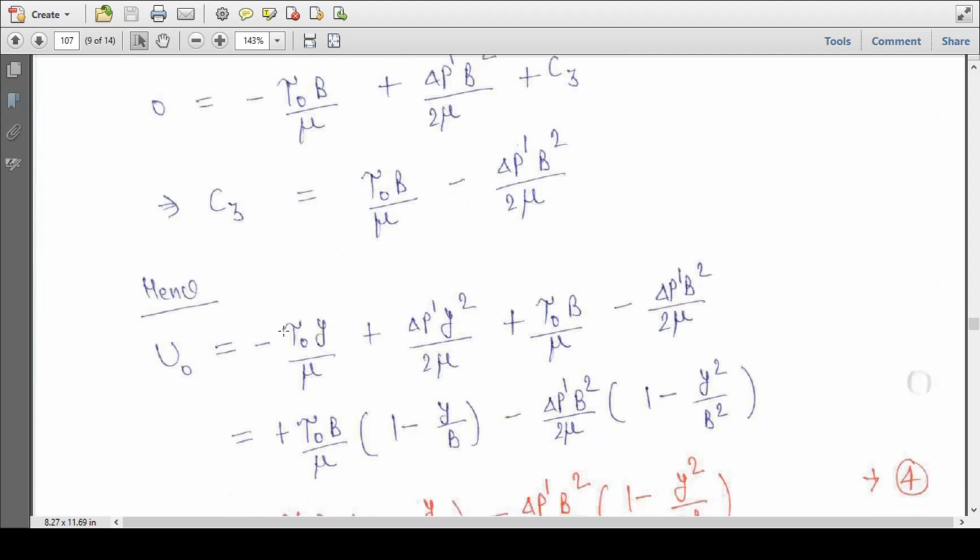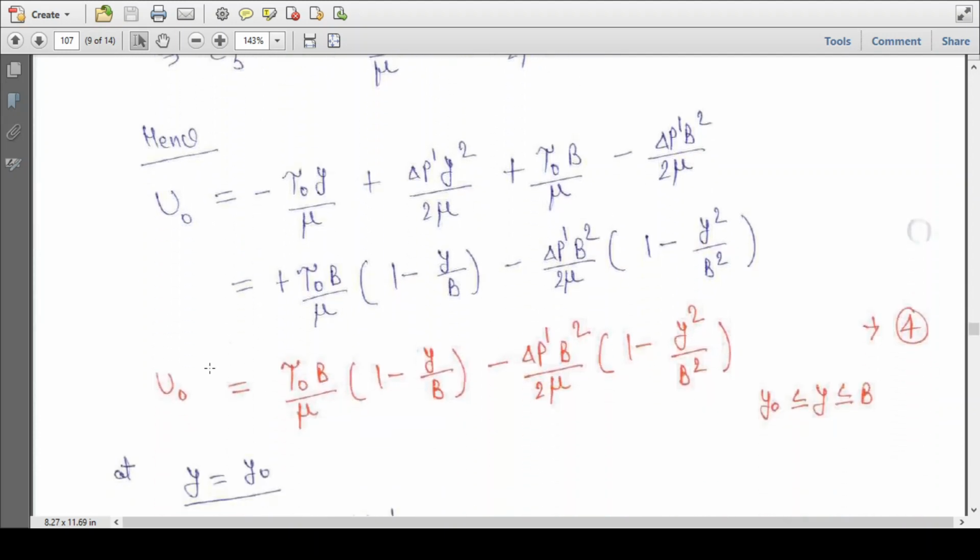So we'll get the expression for velocity by substituting there. This is the constant, this is the previous expression of that. So you will get the expression for the outside velocity u naught equal to tau naught b upon mu, bracket 1 minus y upon b, minus delta p dash b square upon 2 mu, bracket 1 minus y square upon b square. So this is the expression for the outer plug flow velocity.